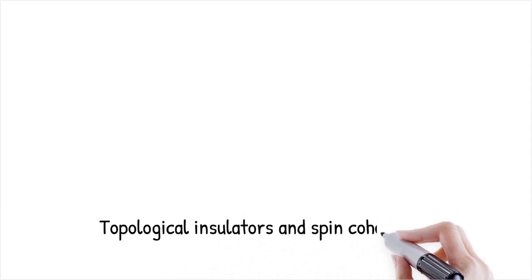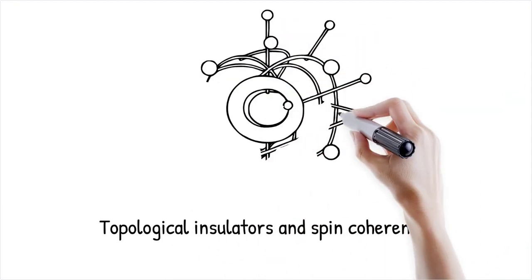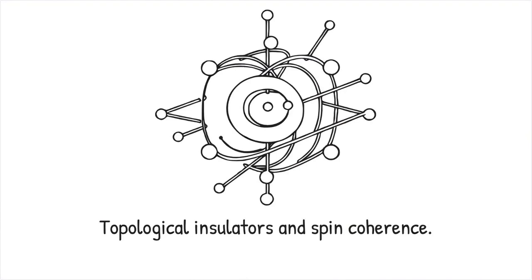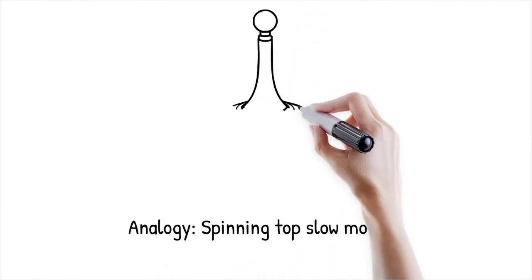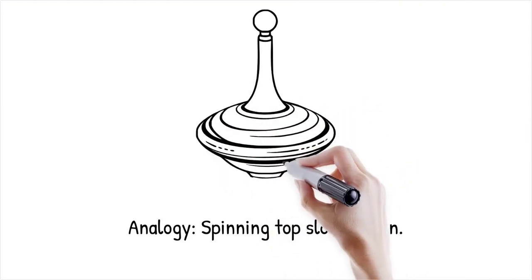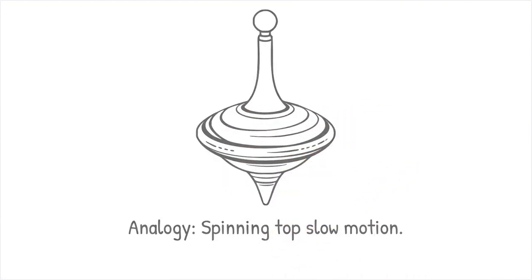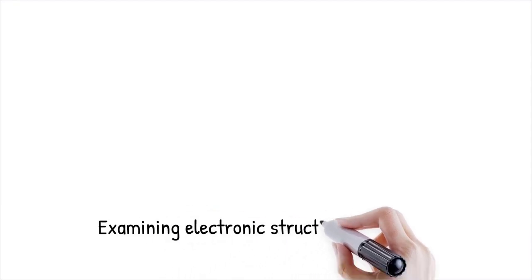For example, topological insulators like HgTe exhibit long spin coherence times, useful for spintronic applications. It's like watching a spinning top slow down in ultra-slow motion, measuring how long it remains stable before falling.